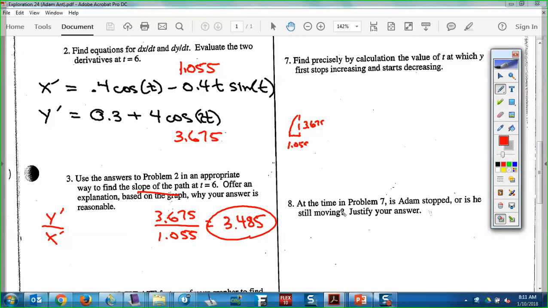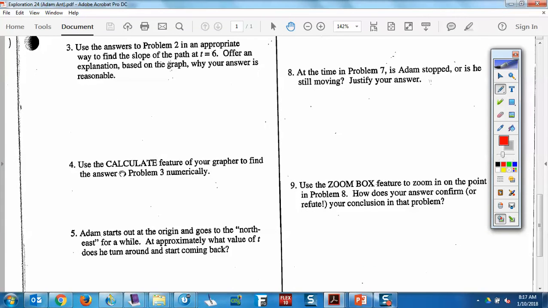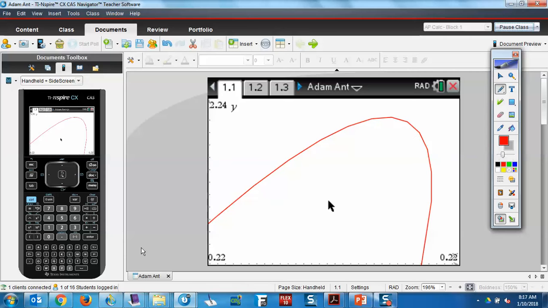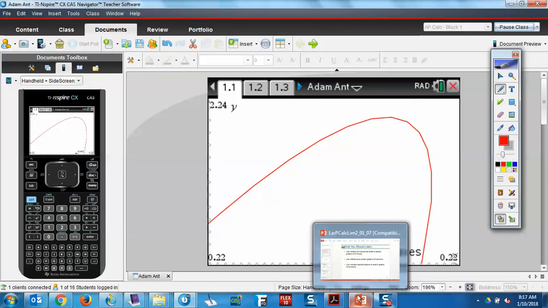All right, now, I said I didn't think we could do it. We were just going to calculate that slope. Doesn't matter. Okay, he starts at the origin, goes northeast for a while. When does he turn around and start coming back? What did you have there? 0.8. About 0.8. Now what I've done is I went ahead, this is my graph, and zoomed way in on that place where he kind of turns around.